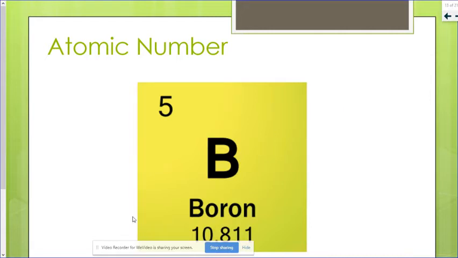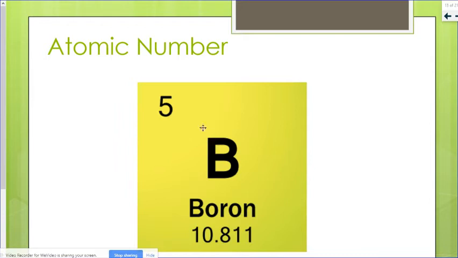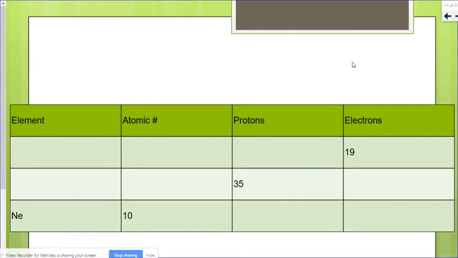So this is something like you might see on the periodic table. You have your boron. It has an atomic number of 5. This is the mass number, and we're going to talk about why that's not a whole number coming up here in a couple slides. So pause the video, see if you can figure out what element, atomic number, protons, and electrons are in each of these atoms. All right, this is what you should have found for your work.